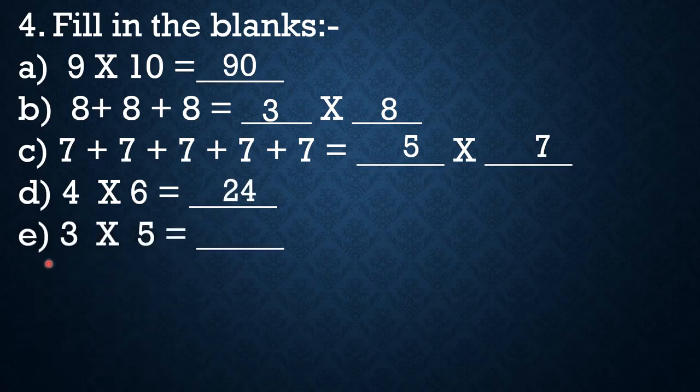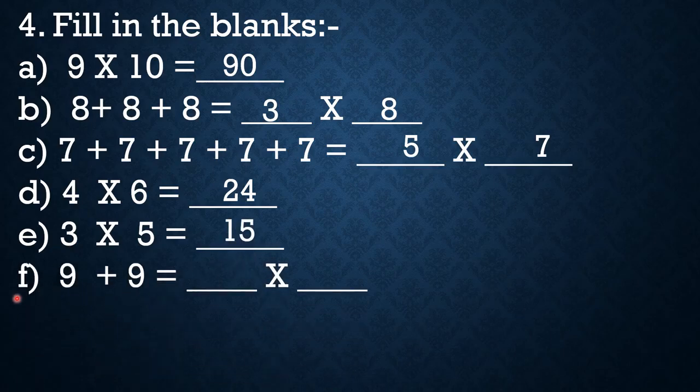Now in E part, 3 multiplied by 5. So here we have to speak the table of 3. 3 ones are 3, 3 twos are 6, 3 threes are 9, 3 fours are 12, 3 fives are 15. So we'll write 15 here in this blank.